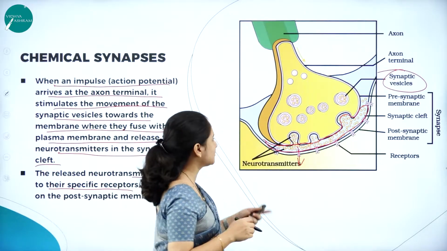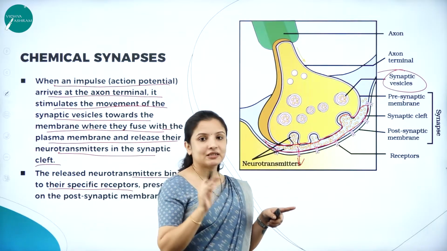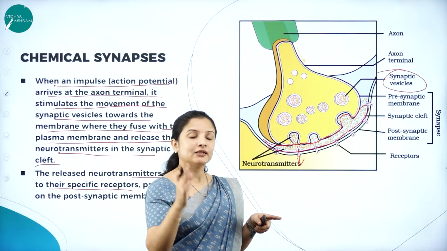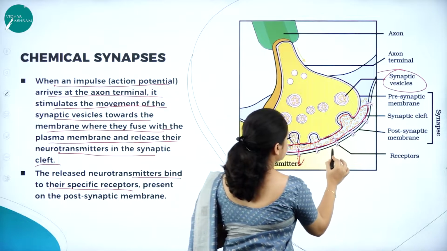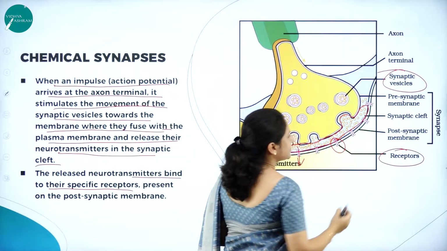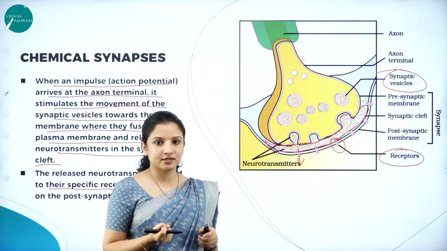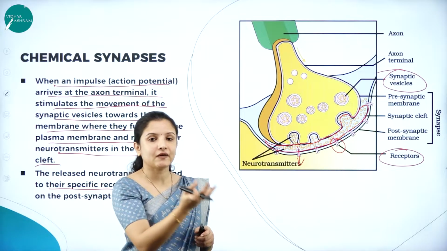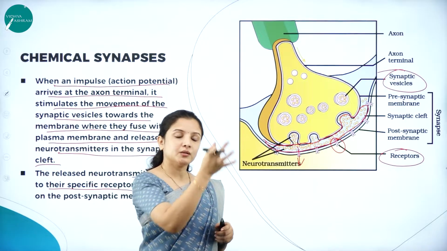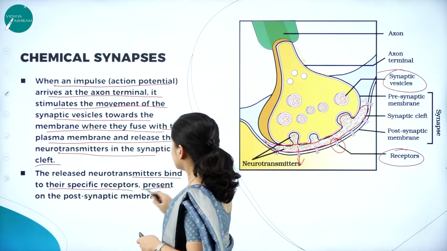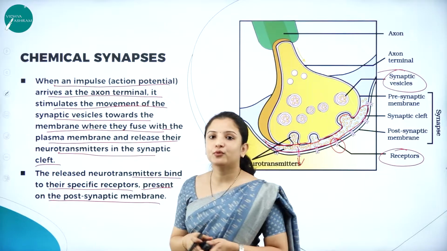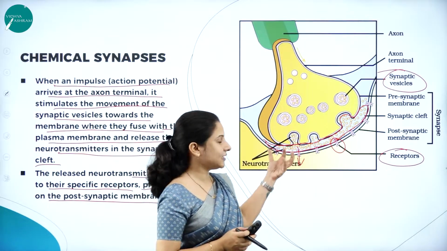Where are the receptors present? The receptors are present in the next neuron, right? In the membrane of the next neuron. So these are the receptors. Receptors are the ones which receive the signals. Now the receptors are receiving the signals from the presynaptic neuron in the form of chemicals, and they will receive the signals. That is, the postsynaptic membrane will receive the signals.